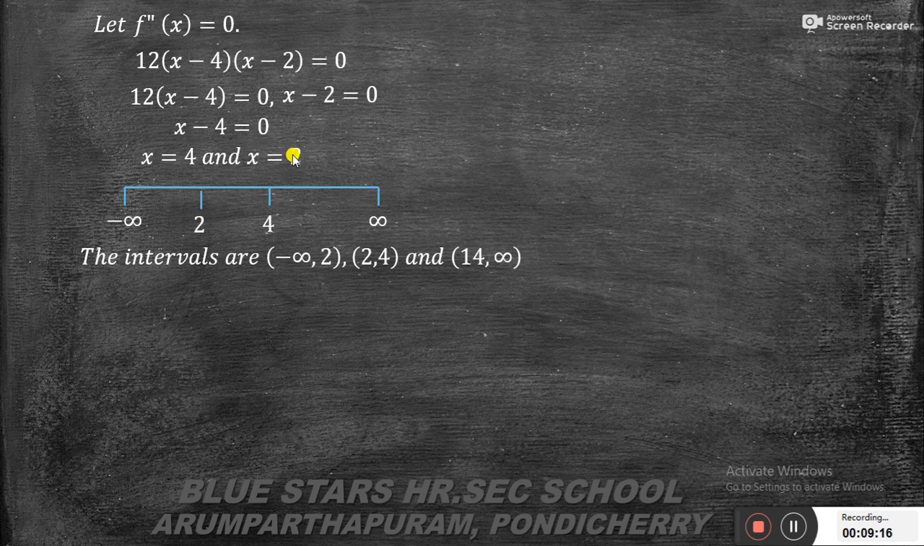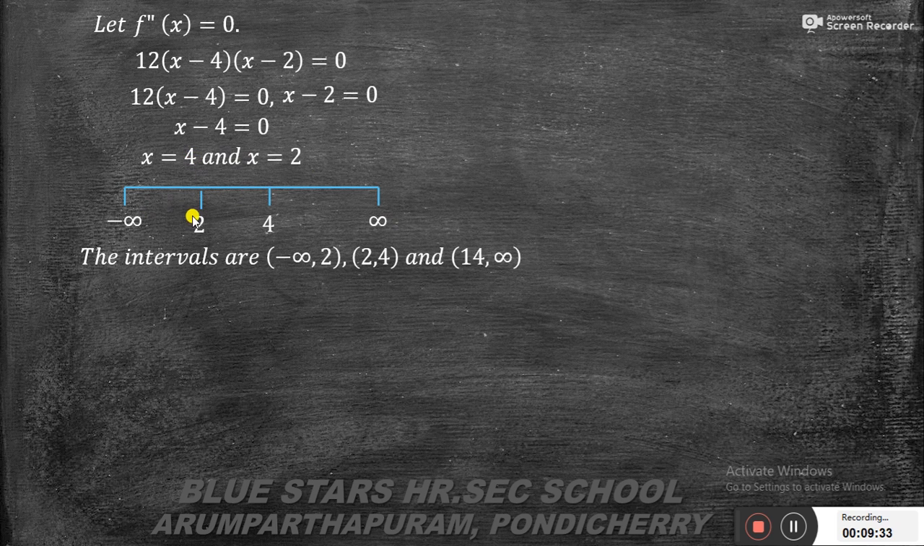So x equals 2. Therefore we have x values 4 and 2. Now I mark these x values on the number line. So I take the number line from minus infinity to plus infinity and mark the numbers 2 and 4 on the number line.